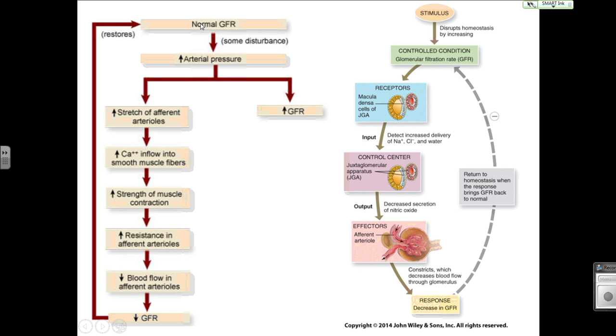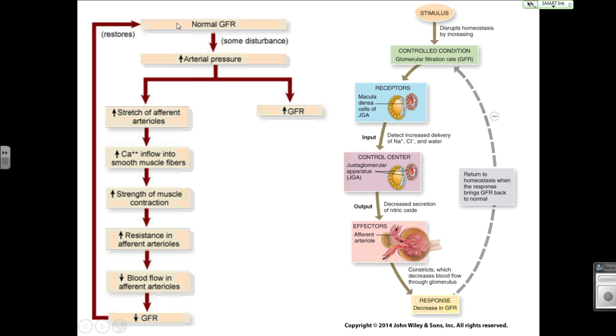Okay. So we have normal GFR, something causes increases in arterial blood pressure. We don't care what is causing the change, we just know it's increased arterial pressure, which causes increase in GFR. At that same point, the stretch of the afferent arterioles goes up, and we're going to release calcium in order to cause muscle contraction to increase resistance. So we're vasoconstricting.